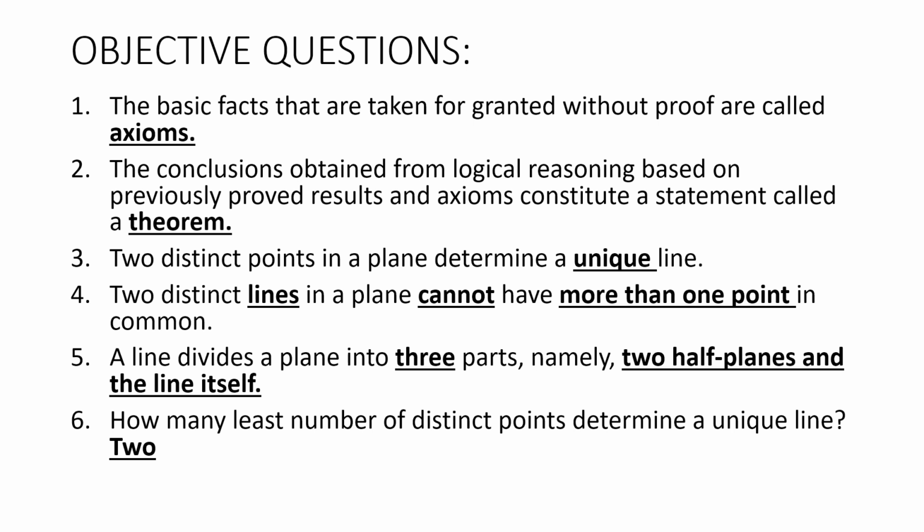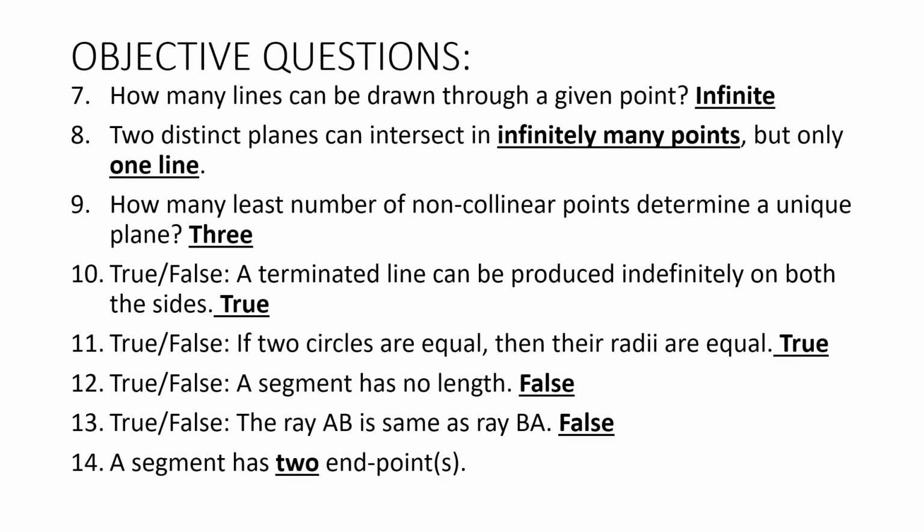Sixth, how many least number of distinct points are required to determine a unique line? 2. Next one. How many lines can be drawn through a given point? If you have one point, infinitely many lines can be drawn through it. Two distinct planes can intersect in infinitely many points, but only in one line. Ninth one. How many least number of non-collinear points determine a unique plane?